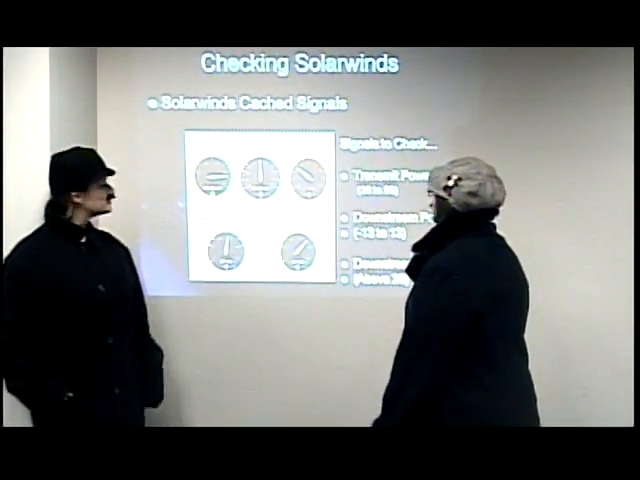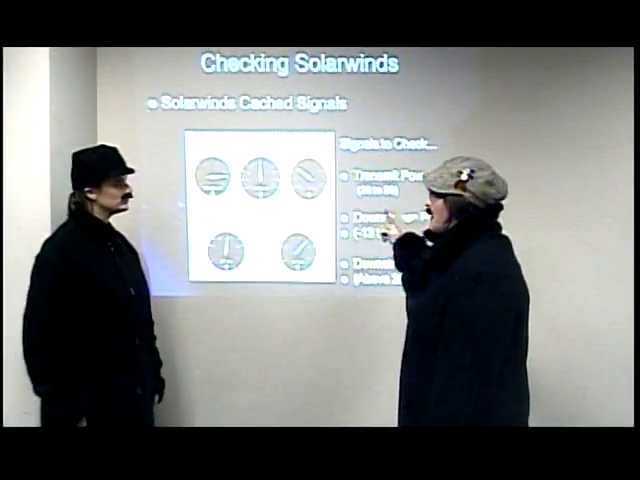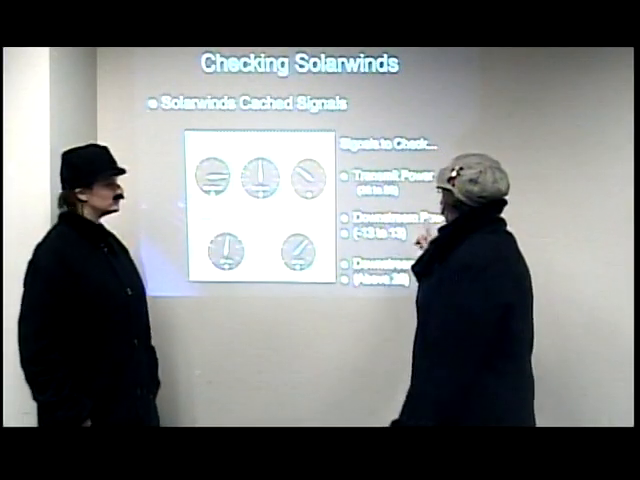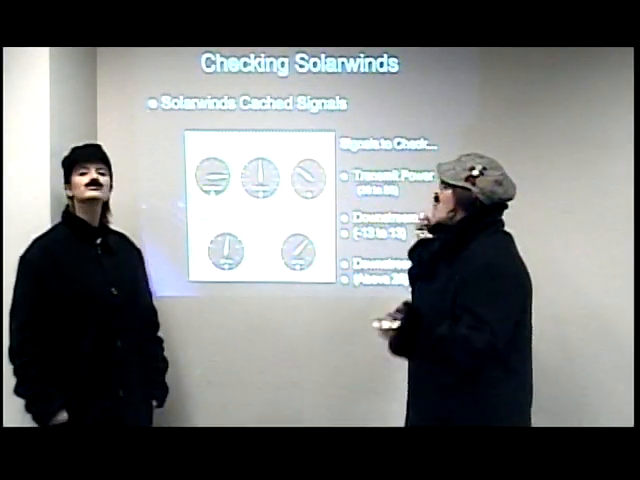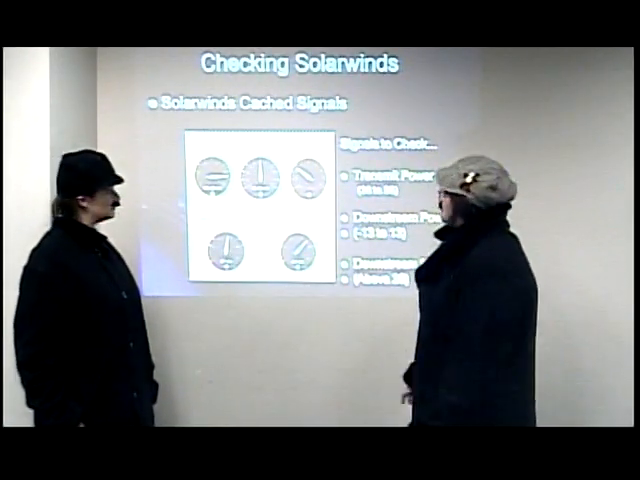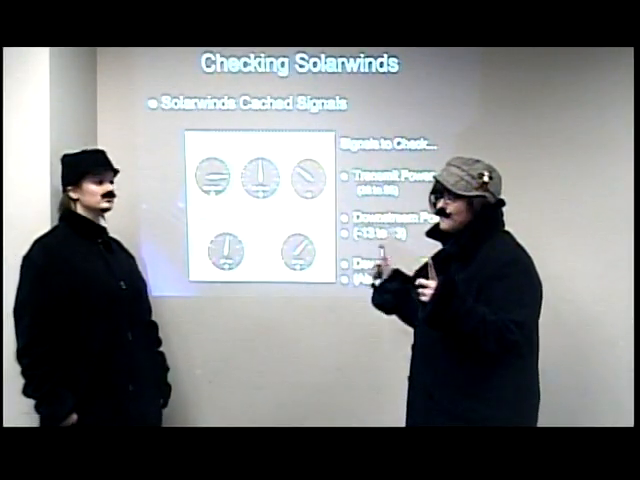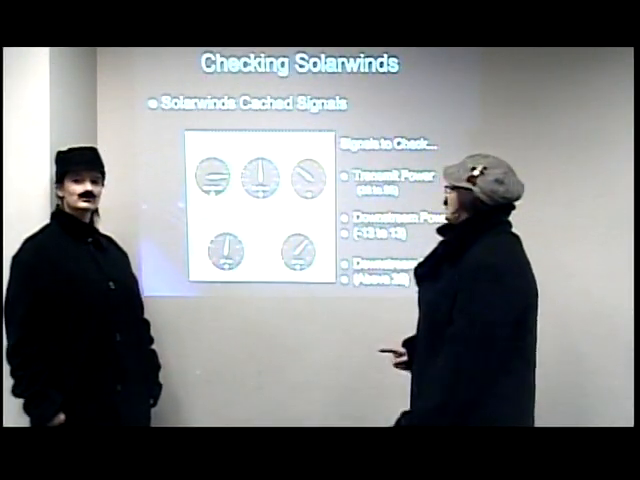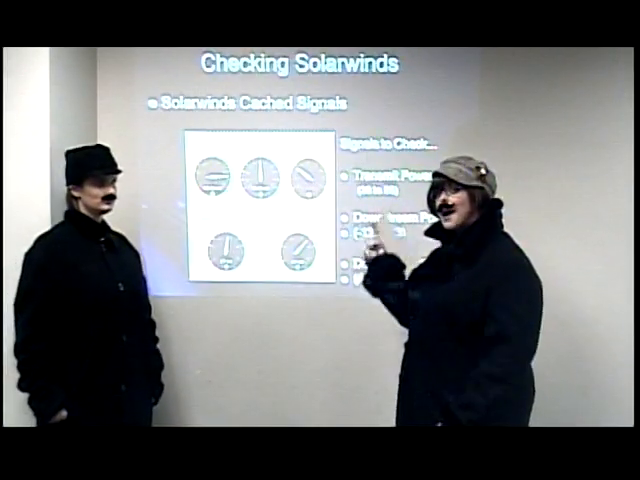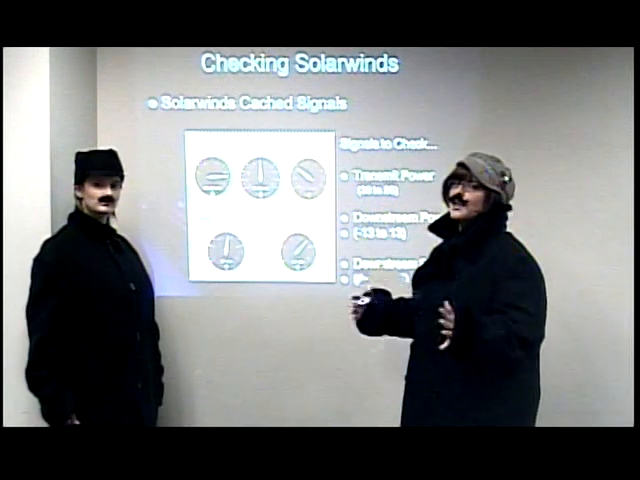Solar winds caches signals. The signals we want to check are our transmit power, or our TX, our downstream power, or our RX, and then our downstream SNR. Now, we want our transmit to be between 30 and 55, our downstream negative 13 to positive 13, and our SNR above 25.